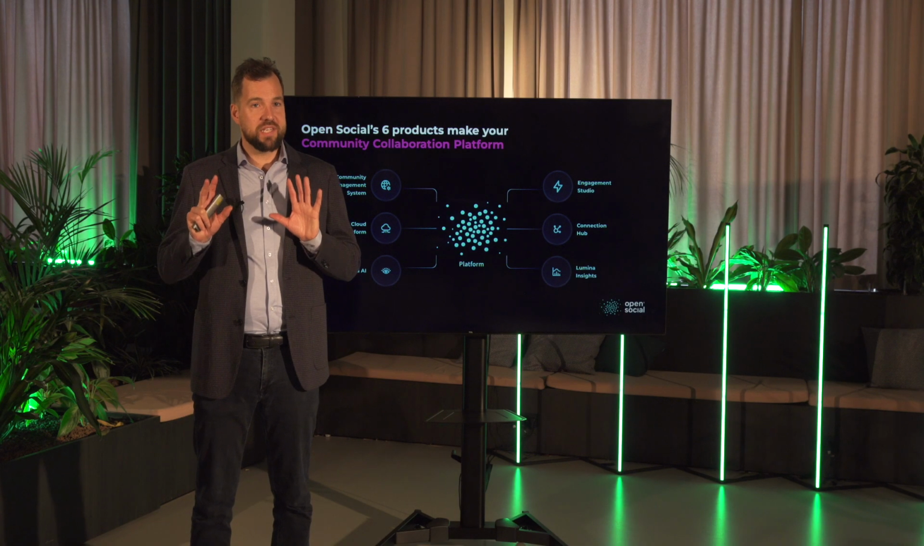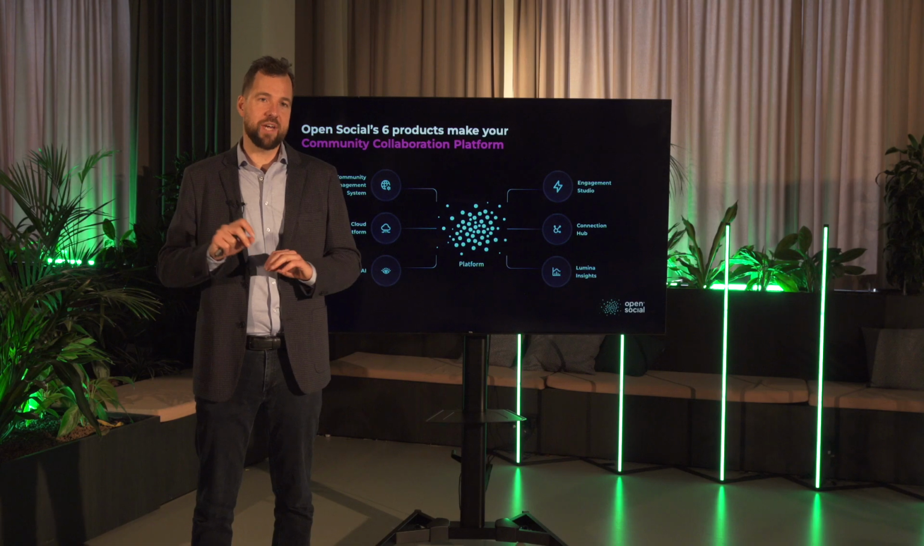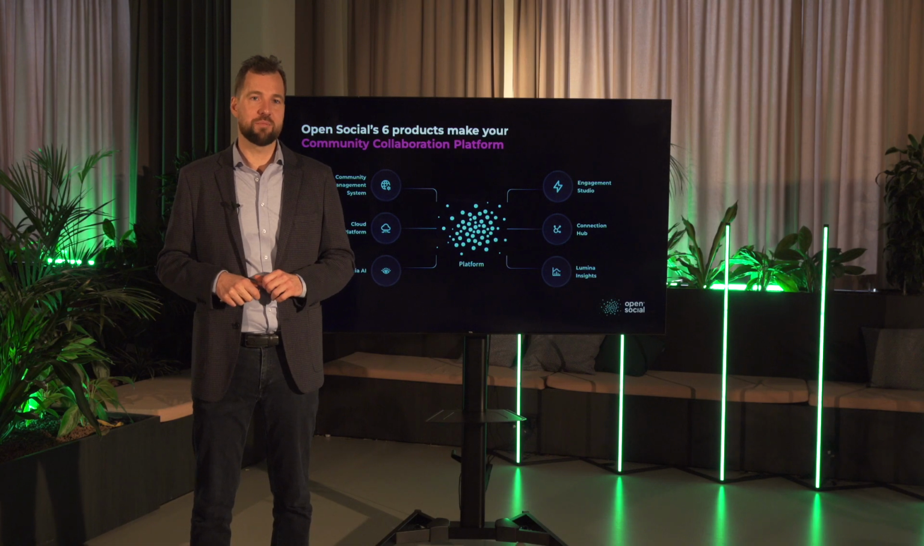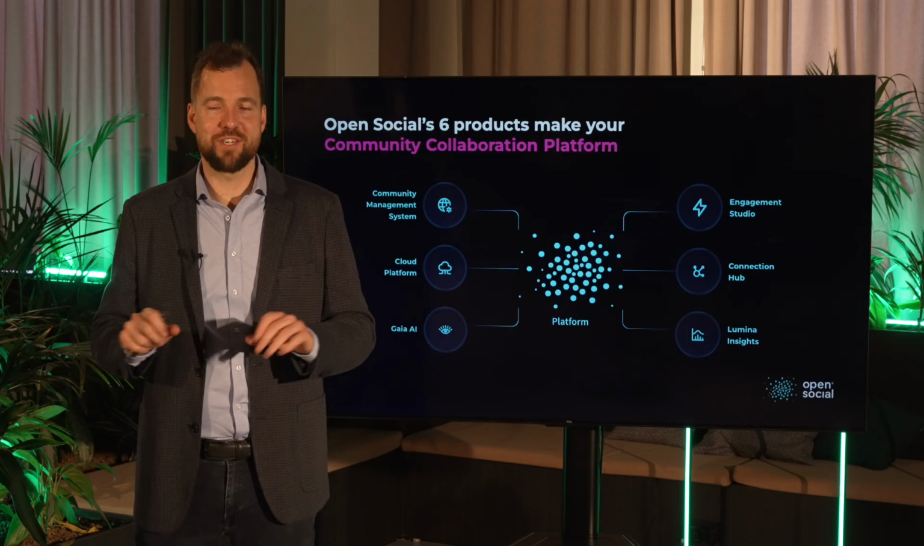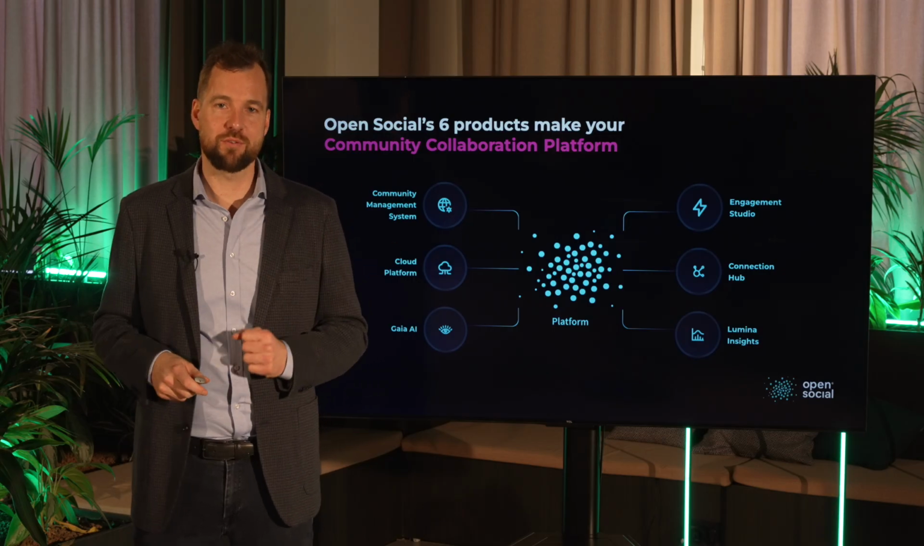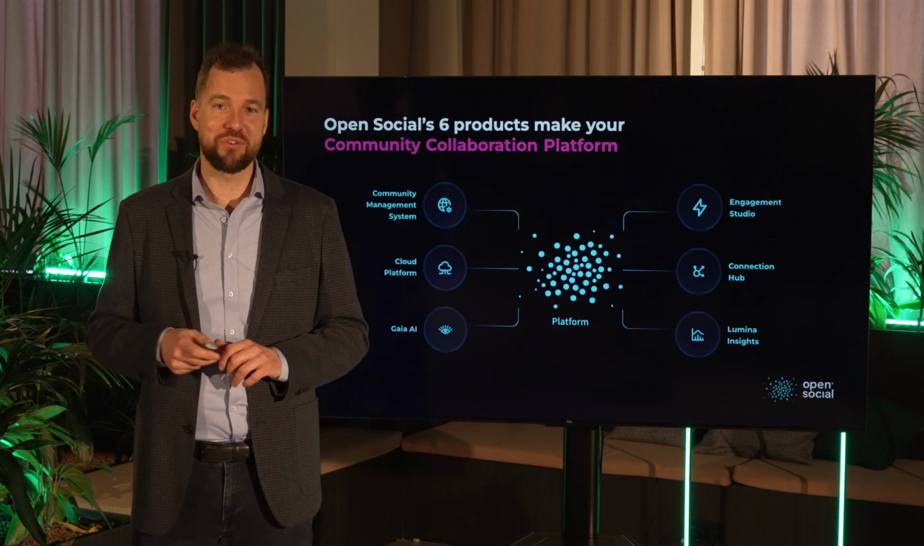So as a quick recap, we now have 6 products: the four that I just mentioned, and the two products that we always had at OpenSocial: the community management system, the software, and the cloud platform, the hardware, the deployment, and the orchestration of where we deliver and host everything. So these 6 platforms together make up your community collaboration platform. And today we'll talk about them one by one. We'd like to give you this overview to make sure you keep track of everything that we're doing and all the exciting developments that we have in store for you this year.